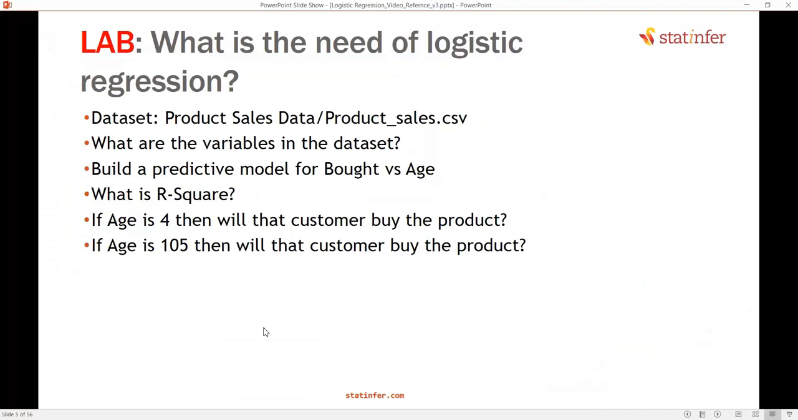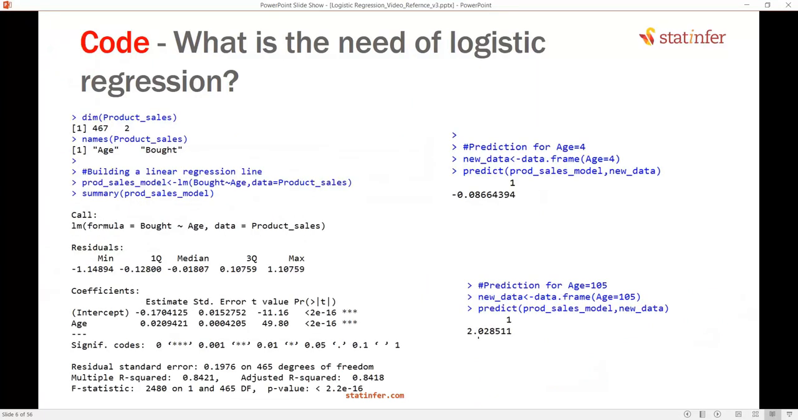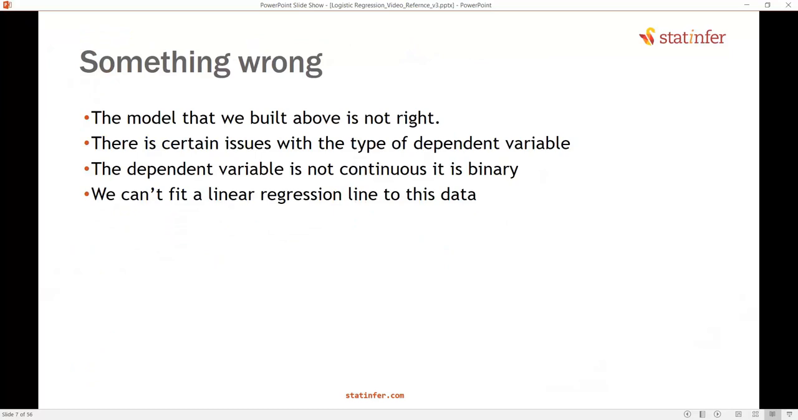Now you understood the need of non-linear regression. So the model that we built for this data is not right. There is definitely a certain type of issue with the dependent variable. Here the dependent variable is the y variable, right? The dependent variable, buying or not buying, depends on age. The dependent variable is not continuous, it is binary. It just takes two values. So we can't fit a linear regression line to this data.